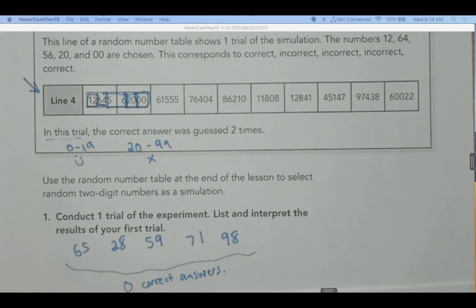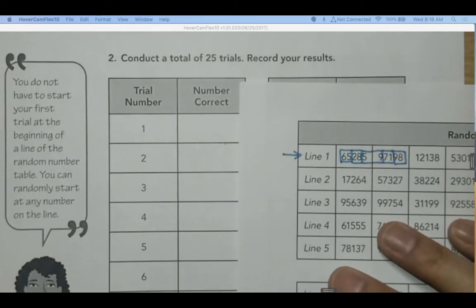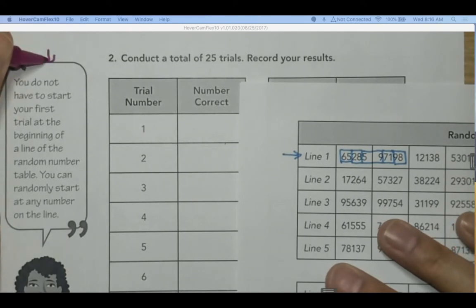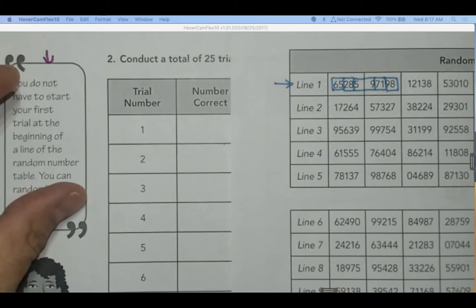And so now we're going to continue doing this, and we're going to hold this experiment again using the random number table to determine how many correct we would probably get if we guessed on a 5-answer multiple choice test. Okay. All right, so now we have to conduct a total of 25 trials, and then we need to record our results. Notice what it says here. You do not have to start your first trial at the beginning of a line of the random number table. You can randomly start at any number on the line. That makes sense because they're random numbers.